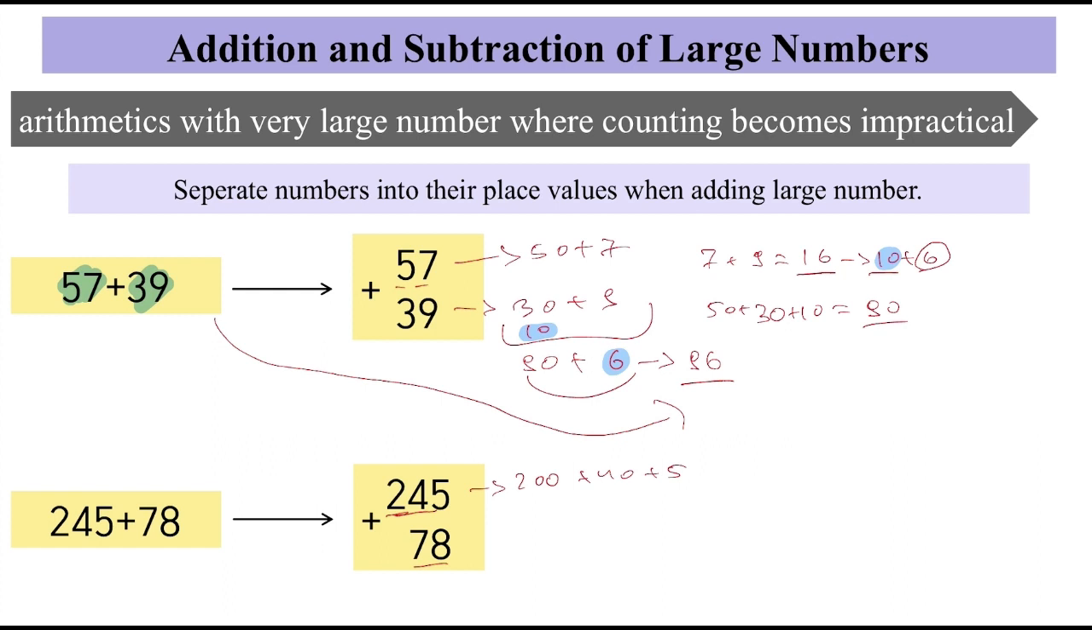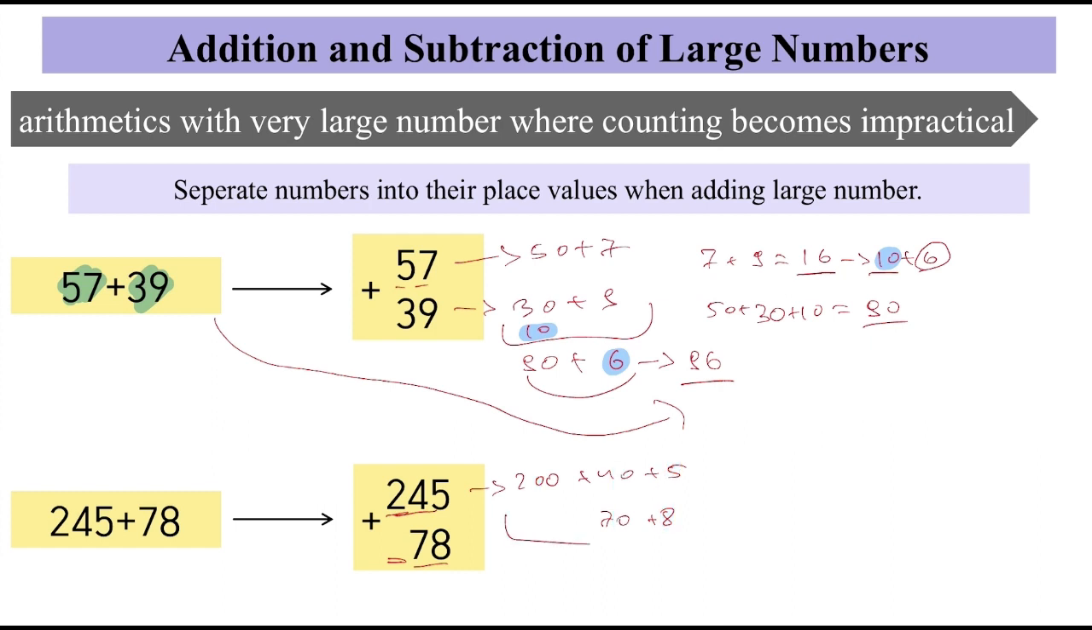78. It does not have a hundreds place. So we will write tens place under the tens place, units place under the units place. So we don't write any number under the hundreds place because there is no hundreds place. So 70 plus 8. These are the units place, these are the tens place, these are the hundreds place. But here the hundreds place is empty.